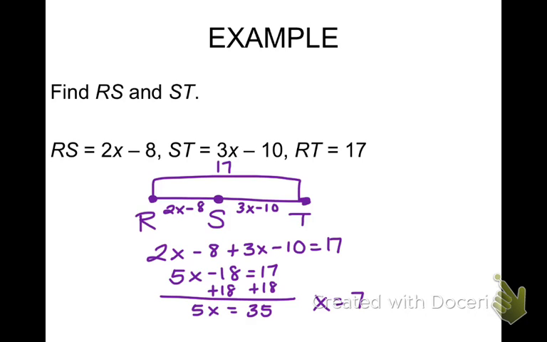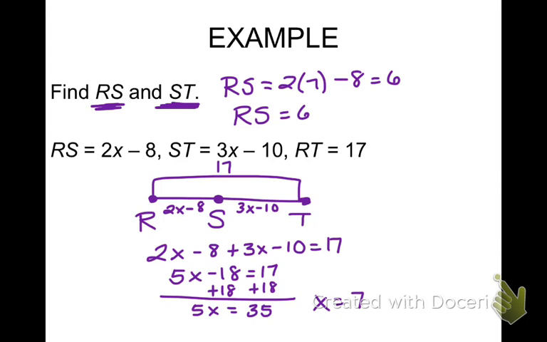But I'm asked to find RS and ST. And just so you know, there may be cases where it just says solve for x, and then we would be done. So make sure that you really, really read the directions to what it is it's asking you to find. All right, so RS, plugging in 7 for my x here, right? So 2 times 7 minus 8. So 14 minus 8 is 6. So RS is equal to 6.